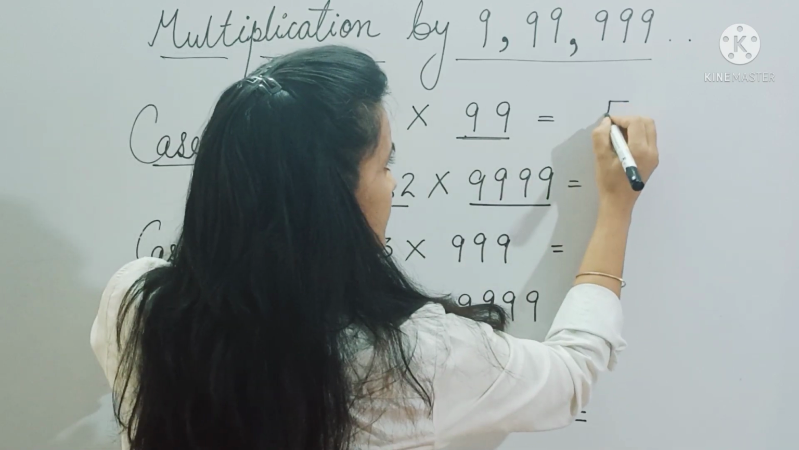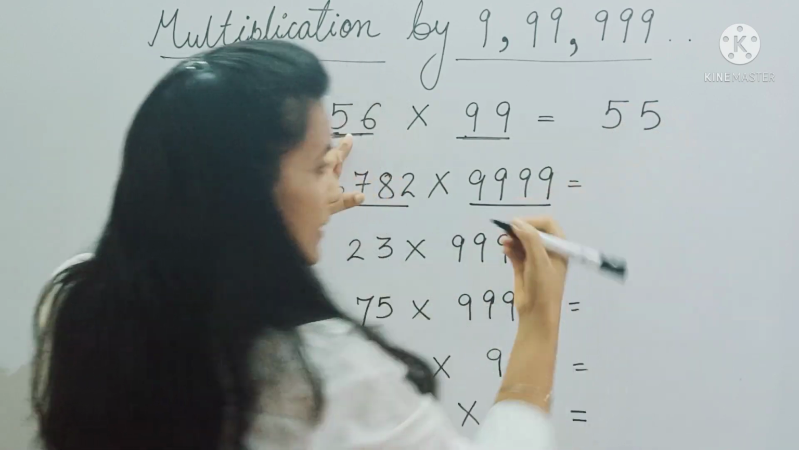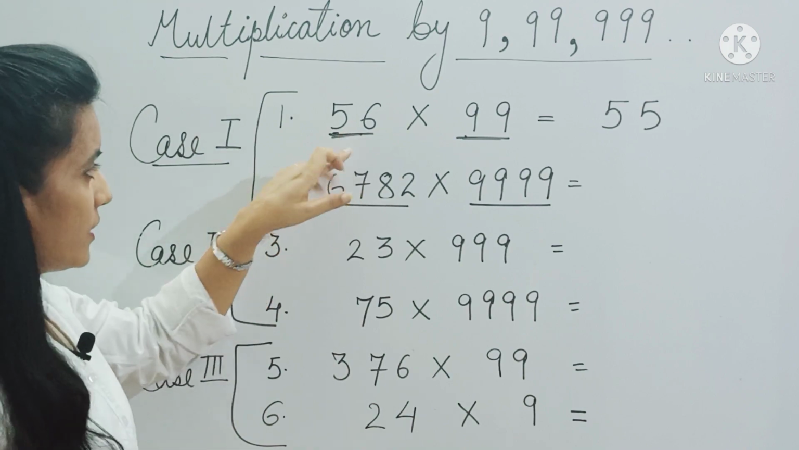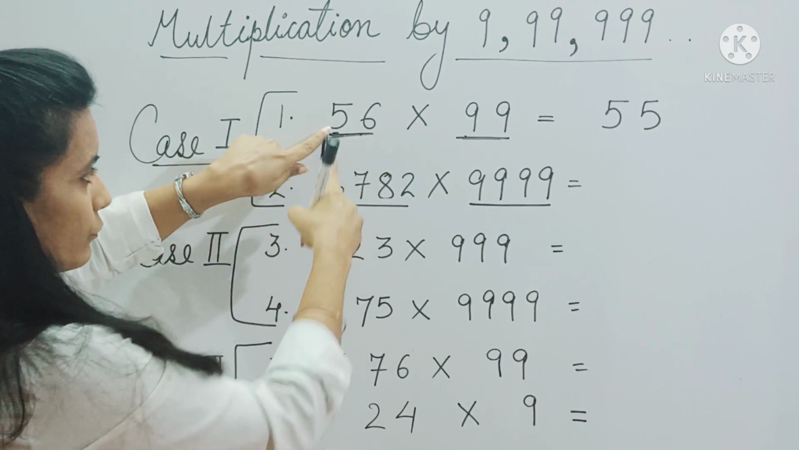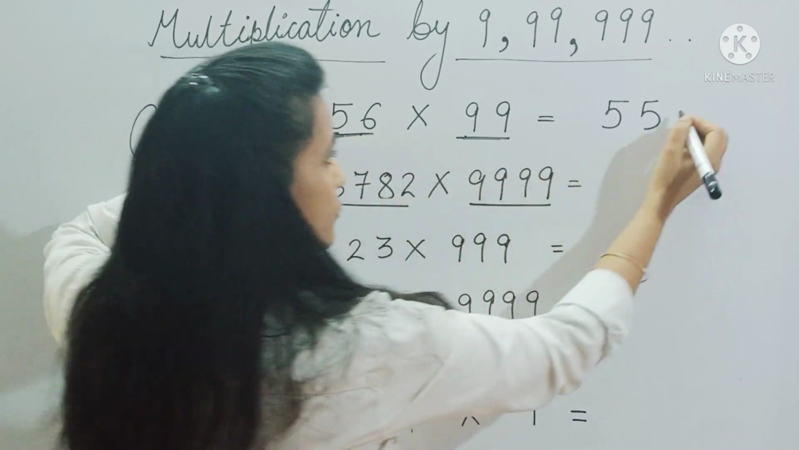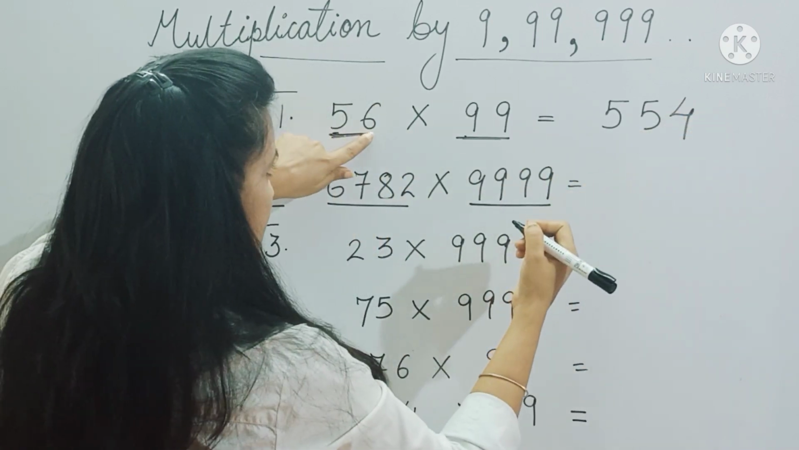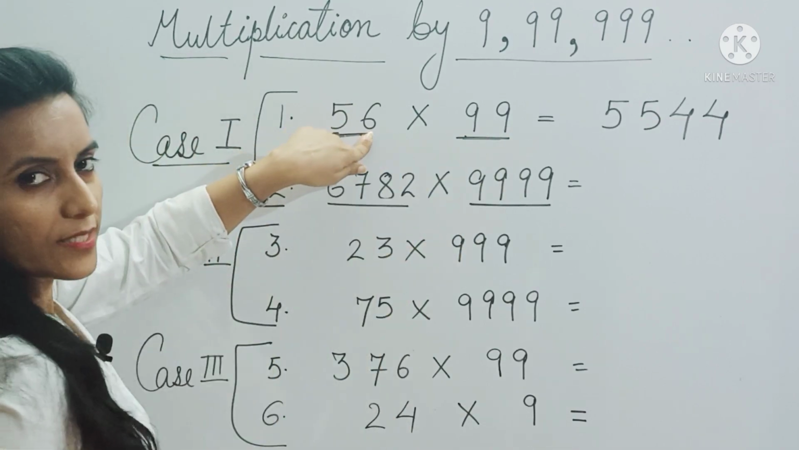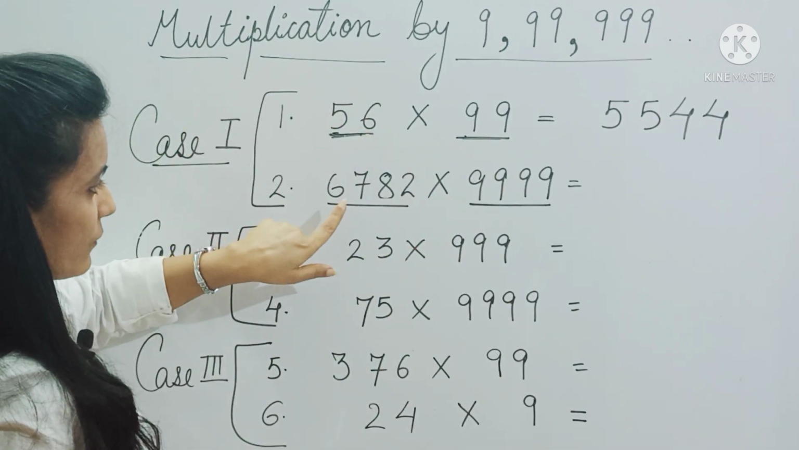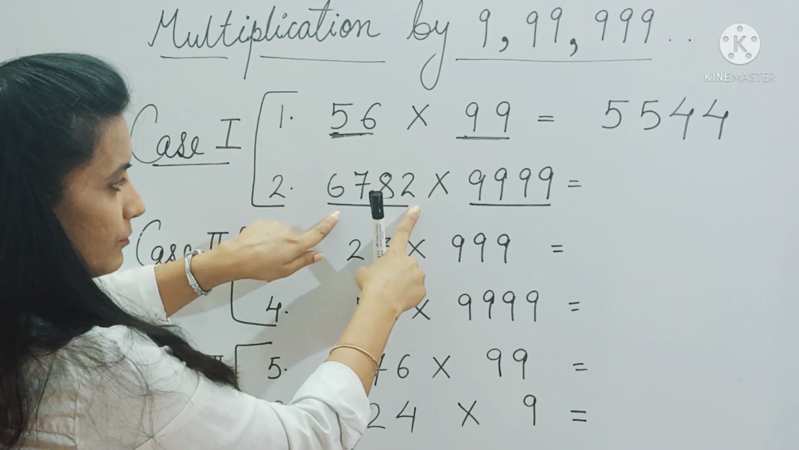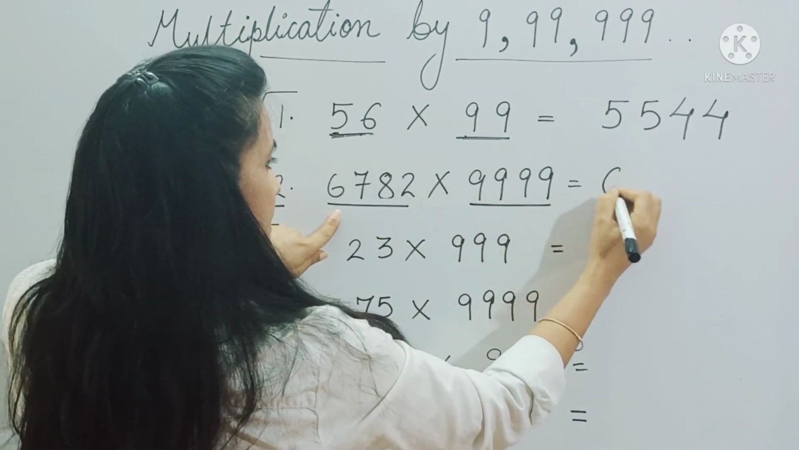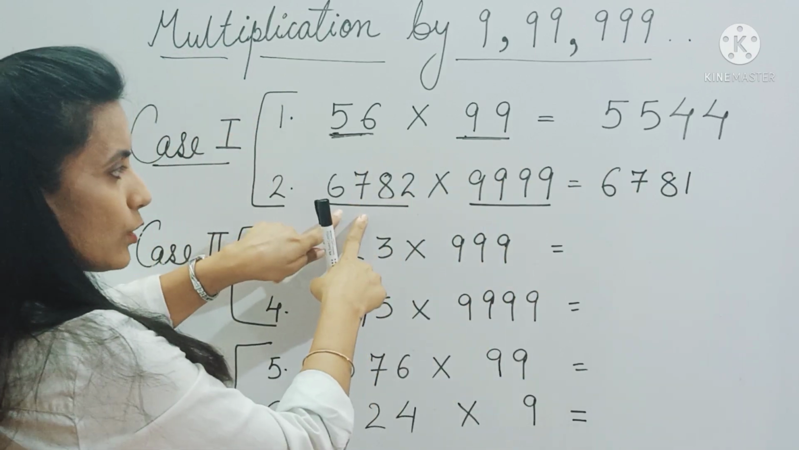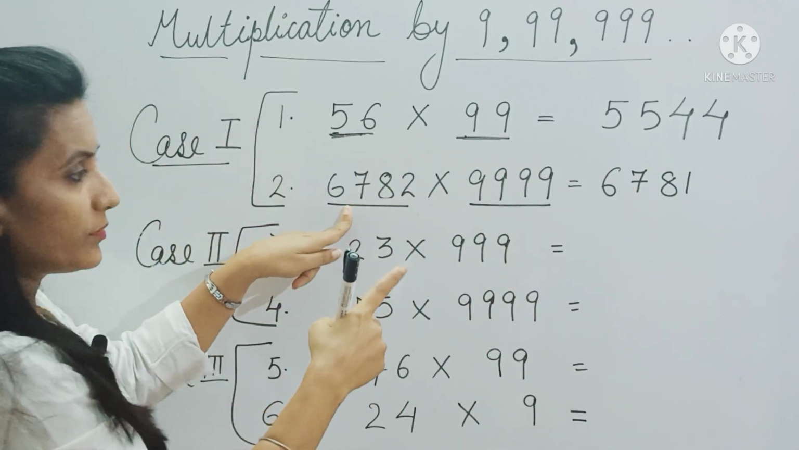So you get 55 and then you have to apply all from 9 and last from 10 to this number. So 5 plus 4 gives you 9 and 6 plus 4 gives you 10. So that is your answer. Same method you have to apply here. Reduce this number by 1. So you get 6781 and then apply all from 9 and last from 10.